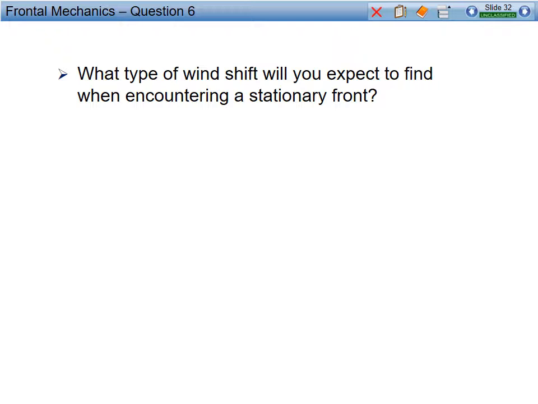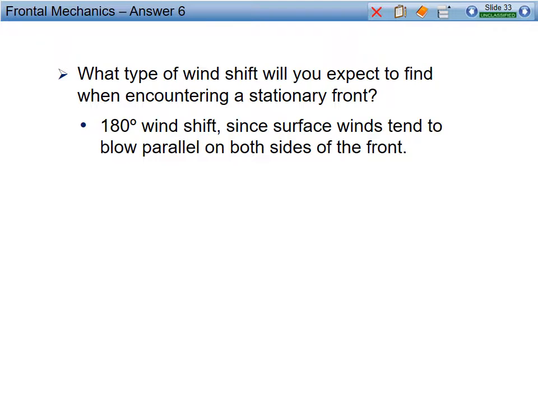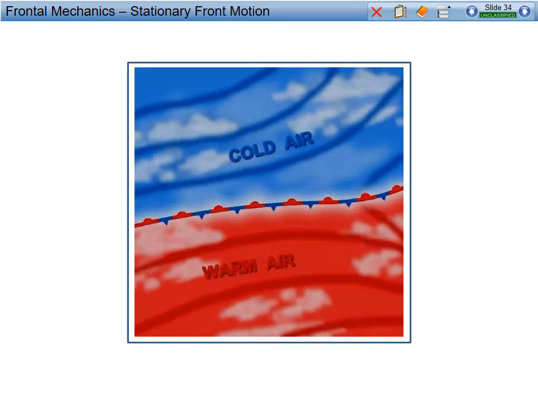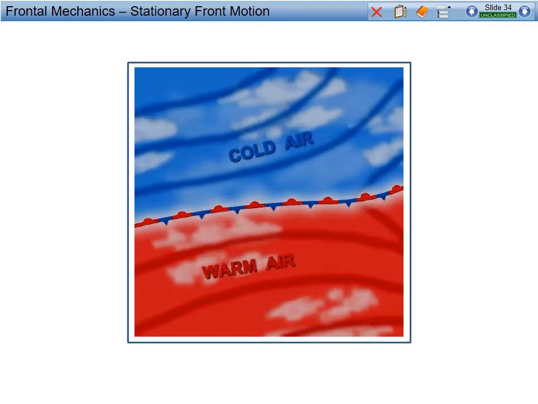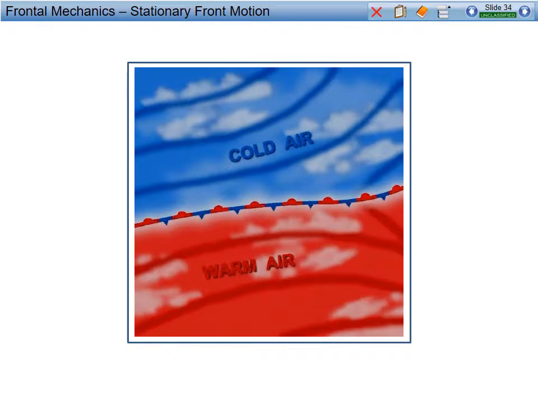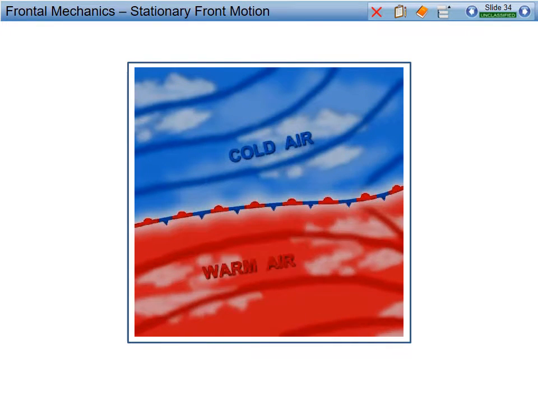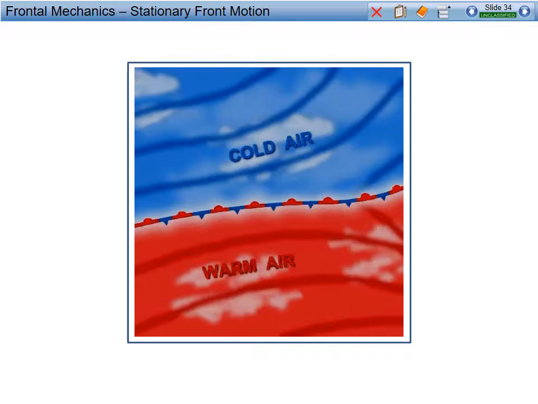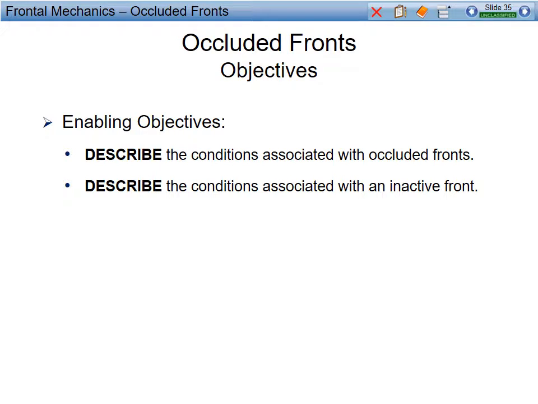So what type of wind shift will you expect to find with the stationary front? 180 degrees since it's parallel on both sides. And this video is again just showing exactly that. Wind flowing parallel and in opposite directions on either side of a stationary front. Occluded fronts we're going to talk about next, and then also a little bit about inactive fronts and what those are.